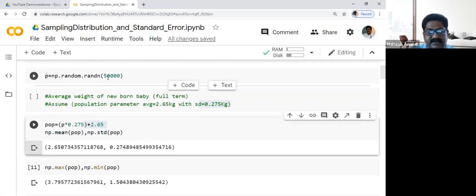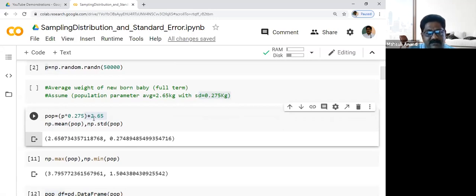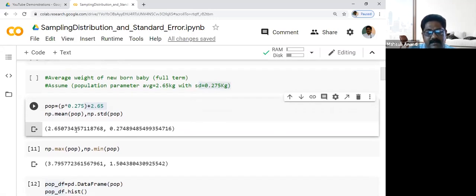In fact, as we increase the sample size, we can bring it very close to the value we are trying to simulate. We can bring the value very close by increasing the sample size. You can see after simulating the samples, the minimum and maximum range of the population we have created, 50,000 samples, with the mean value of 2.65 kg.